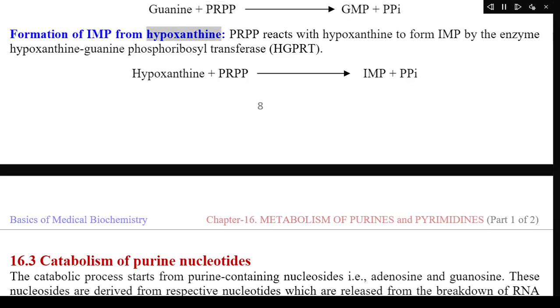Formation of IMP from hypoxanthine. PRPP reacts with hypoxanthine to form IMP by the enzyme hypoxanthine guanine phosphoribosyl transferase, HGPRT. Hypoxanthine plus PRPP yields IMP plus PPi.